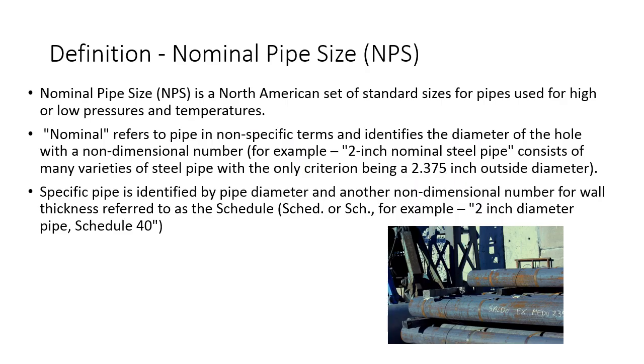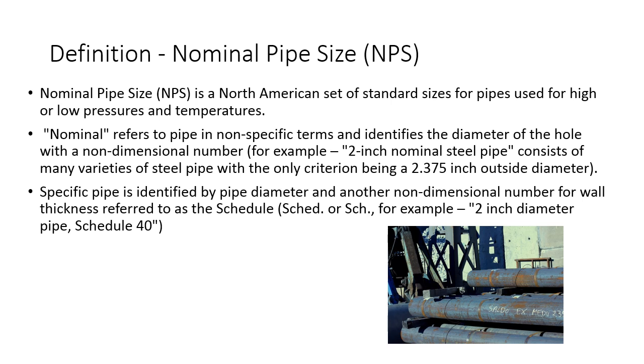Okay, we're going to have to get a definition out of the way. We're going to have to talk about nominal pipe size. Nominal pipe size, NPS, is a North American set of standard sizes for pipes used for high or low pressure and temperatures. Nominal refers to a pipe in non-specific terms and identifies the diameter of the hole with a non-dimensional number.